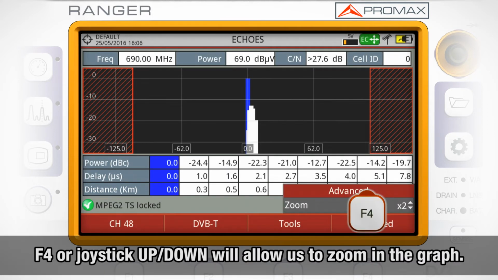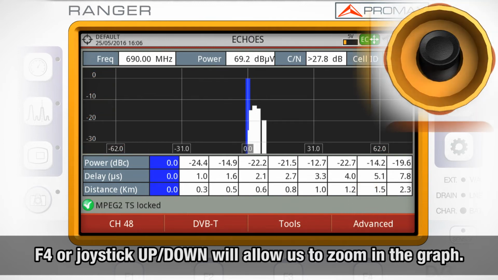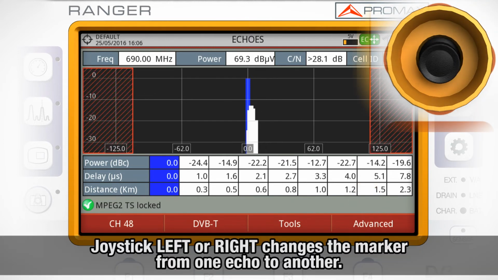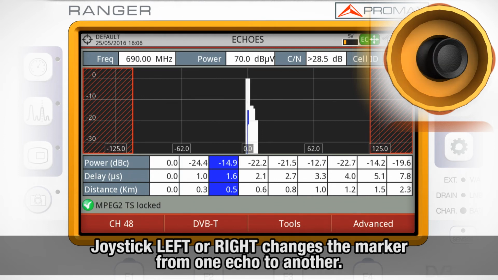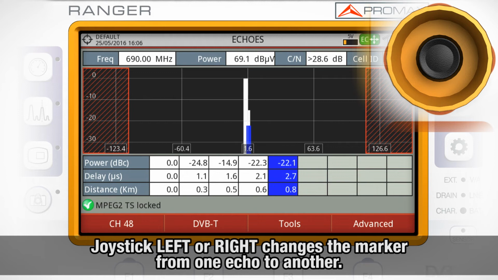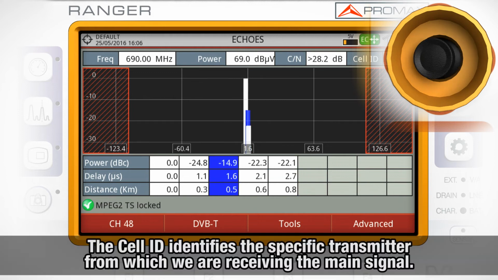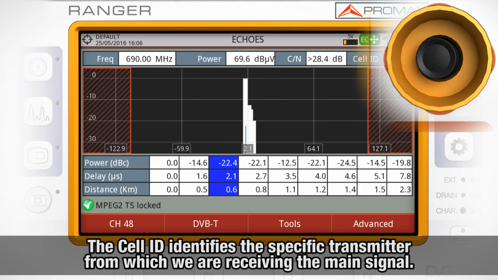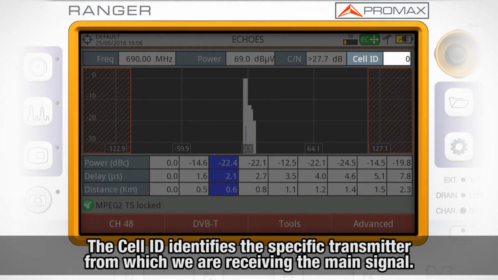F4 will allow us to zoom in the graph. The same thing can be done by pressing the joystick up and down. Pressing the joystick left or right will change the marker from one echo to the next to the left or right respectively. On the top right corner of the screen we can see the cell ID, which identifies the specific transmitter from which we are receiving the main signal.